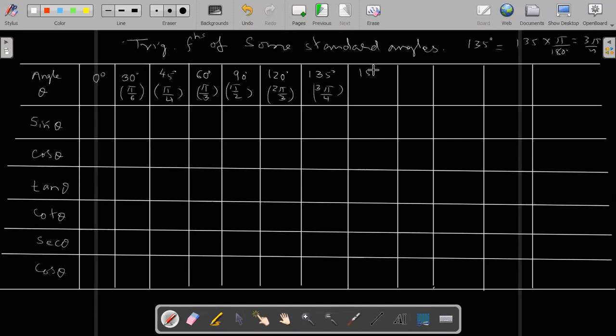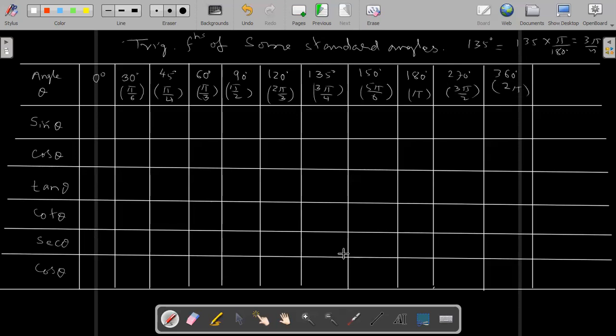Then 150 degree can be written as 5 pi by 6. 3 fives are 15. And then 180 degree. Generally, you will find up to 180 degree. But here they have given 270 and 360 also. So I think we will write pi, because up to pi it will be repeated. Then 270 degree, because it will be used definitely. So 360 degree, that is 2 pi.